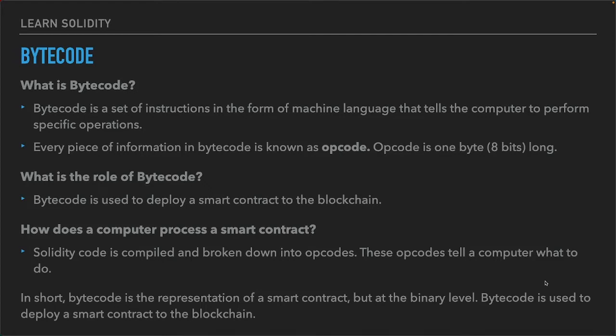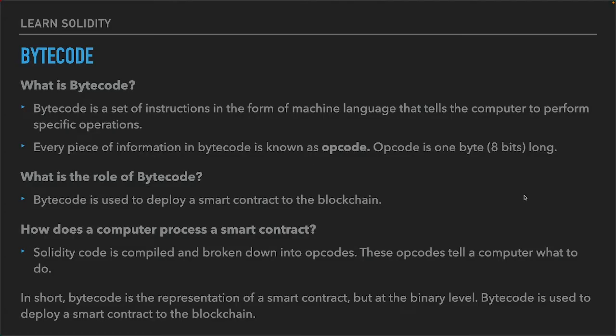So what is bytecode? Bytecode is a set of instructions in the form of machine language, that is binary code, and it tells the computer to perform a set of operations. Every piece of instruction in bytecode is known as an opcode. The full form of opcode is operation code. It is also known as machine code or binary code. Opcode is 1 byte long.